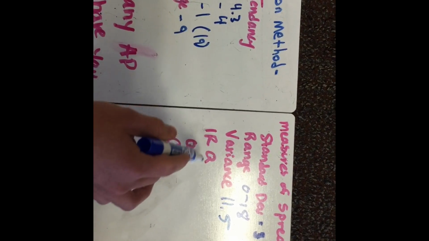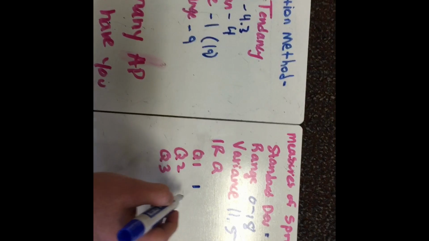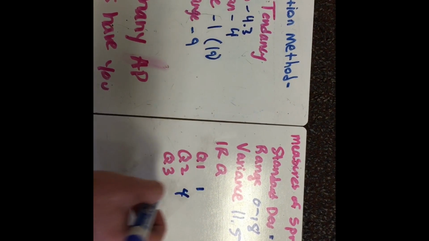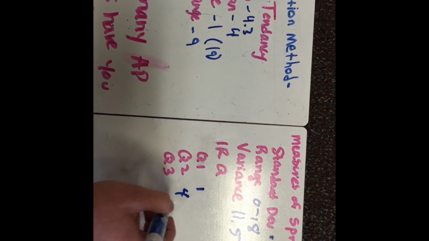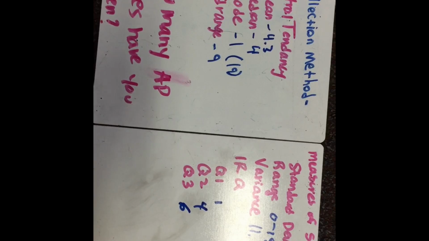And now for interquartile range, our quartile 1 was 1. Our quartile 2, which is also the median, was 4 APs, and our quartile 3 was 6 APs. And we made a box and whisker plot, or graph.